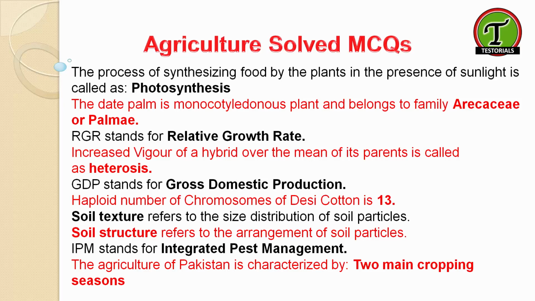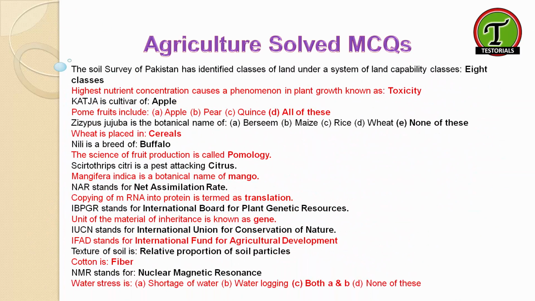17. Soil texture refers to the size distribution of soil particles. 18. Soil structure refers to the arrangement of soil particles. 19. IPM stands for Integrated Pest Management. 20. The agriculture of Pakistan is characterized by two main cropping seasons.